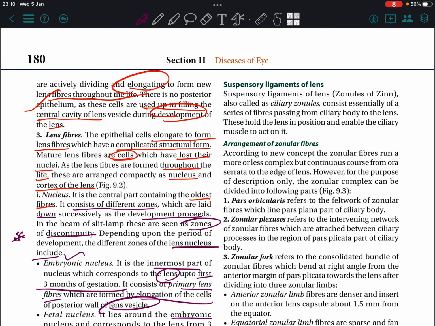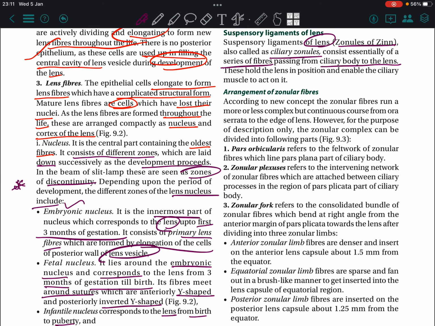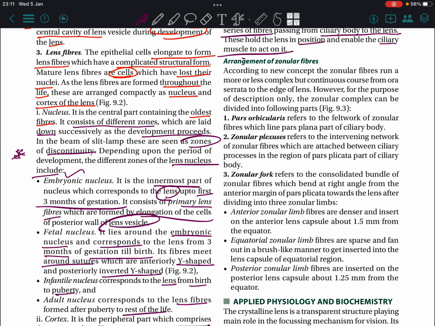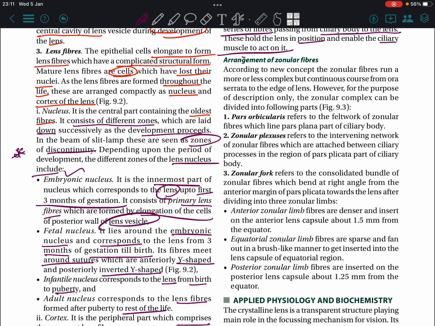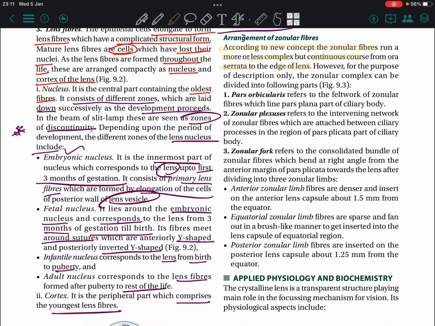Suspensory ligaments of lens, zonules of Zinn, also called ciliary zonules, consist essentially of a series of fibers passing from ciliary body to lens. These hold the lens in position and enable the ciliary muscle to act on it. Arrangement of zonular fibers. According to new concept, zonular fibers run a more or less complex but continuous course from ora serrata to edge of lens.